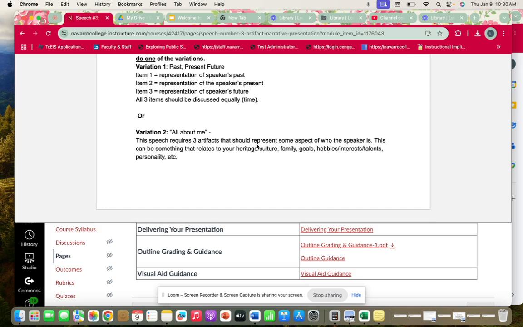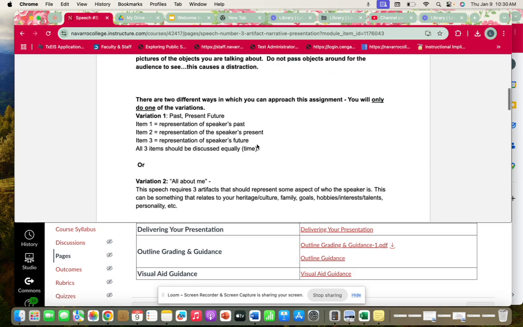Or you could just talk about you and say, these are 3 artifacts or objects that represent me in some way. So you might have your first point be this object represents my religion or my heritage or culture. This one represents my hobbies or talent. This one represents my family. You can take either approach with this assignment.